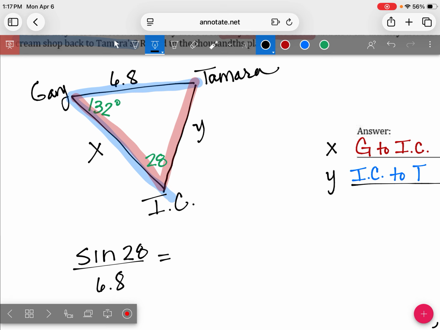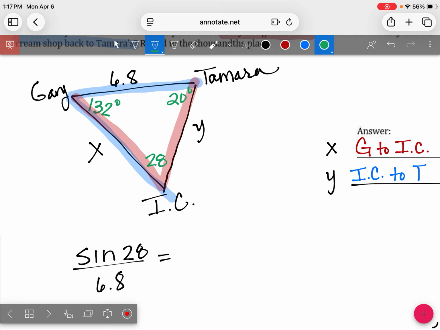Now, to find Tamara, we need to find her angle. So let's go ahead and find this angle right here. We should have probably done that first. Pick up your calculators and take 180 minus 32 minus 28. Did you get 20? 20 degrees? Is that what y'all got? Yep. All right. So 20 goes right here.